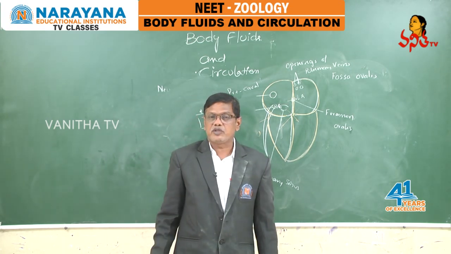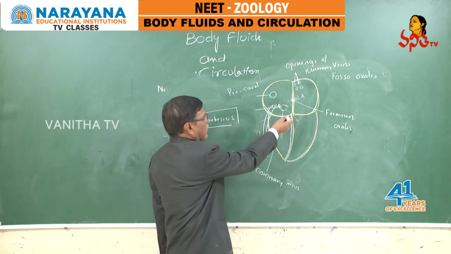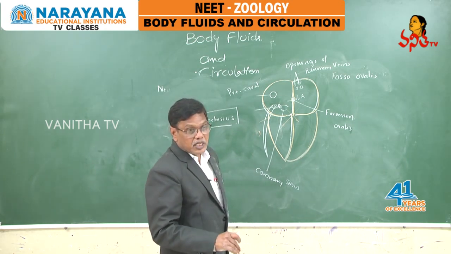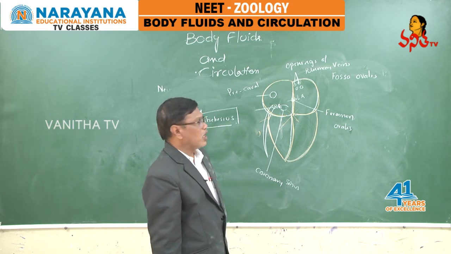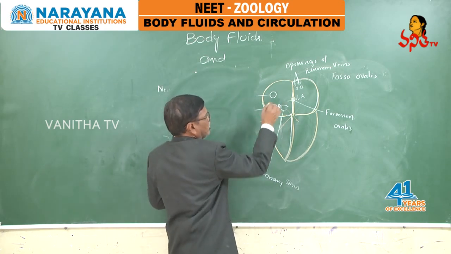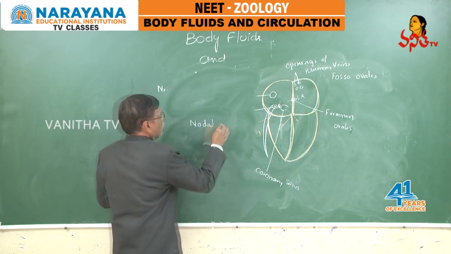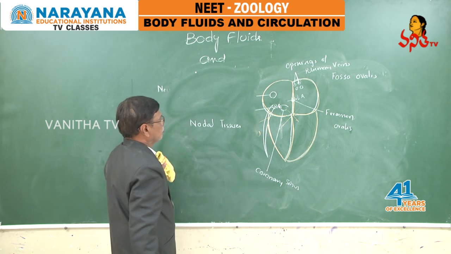Here the valve of Thebesius is present at the junction of the opening of coronary sinus into the right auricle. That is to prevent what? Backward flow of deoxygenated blood back to heart muscles. In the right auricle, in addition to these structures, nodal tissues are present, which are modified cardiac muscles.